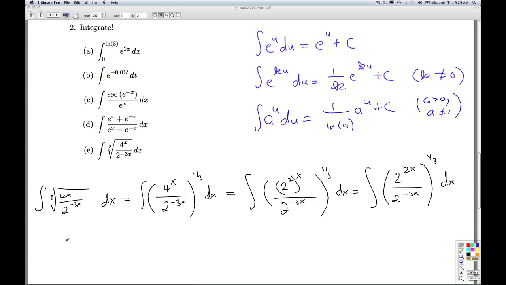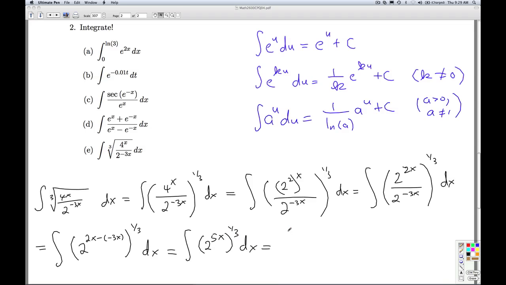And then finally on the inside, I've got 2 to the 2x divided by 2 to the negative 3x, which is 2 to the 2x minus negative 3x, using properties once again of exponents. So now I've got 2 to the 5x raised to the 1/3 power, which once again I can use properties of exponents to give me 2 to the 5/3 x. So I'm finally in position to integrate this.